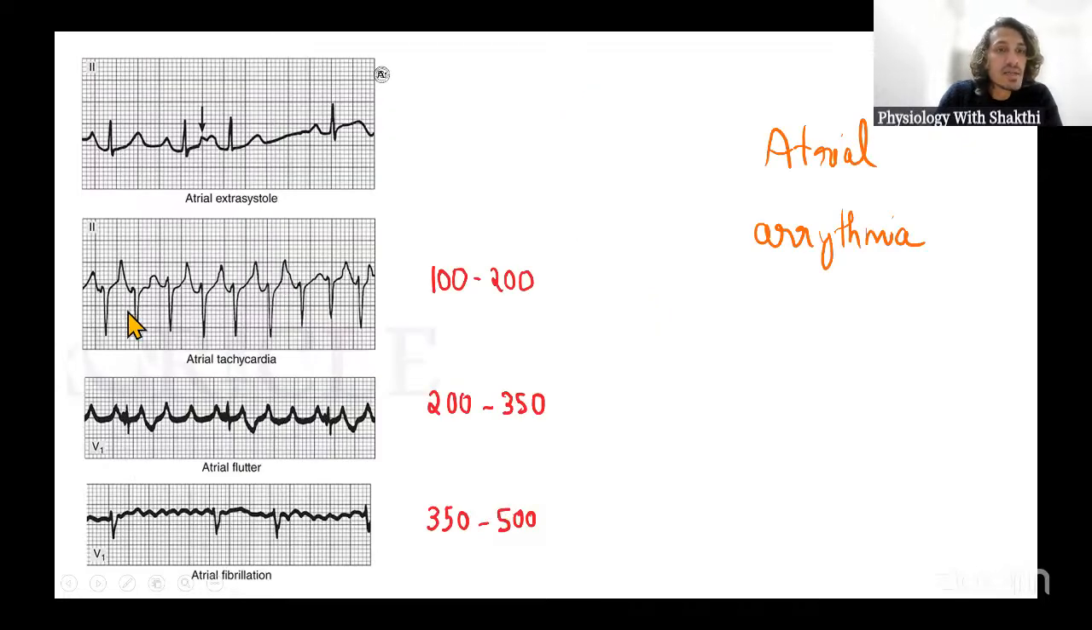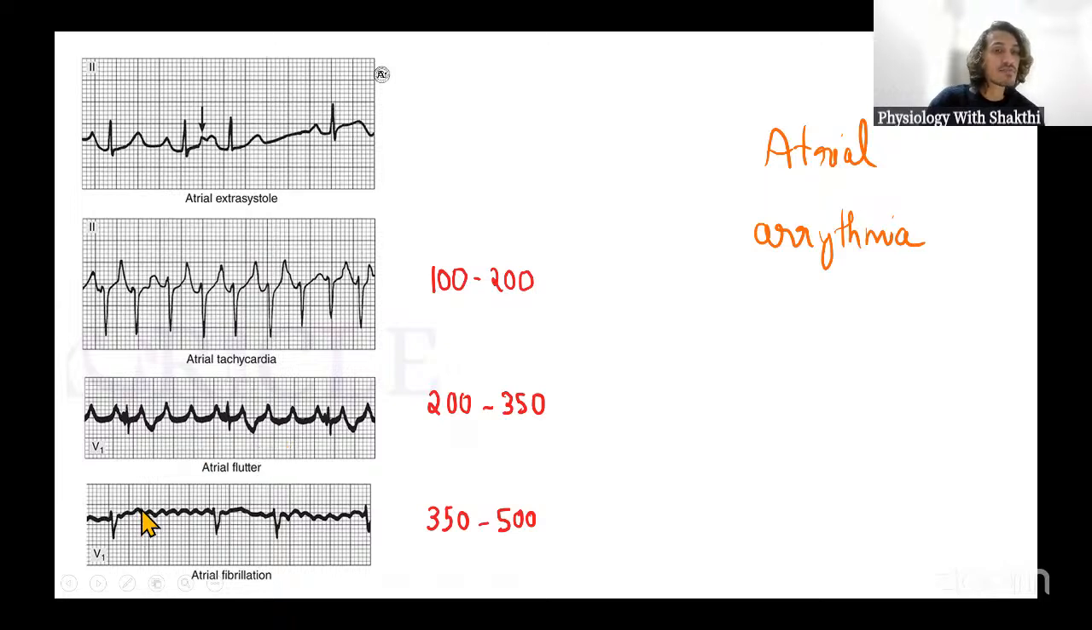So you can see here, this is atrial tachycardia. Why do we say it's atrial? Because you see the abnormal P waves that keep coming up. There is an abnormal P wave that comes up, and then there is going to be a compensatory pause. But if this abnormal P wave keeps coming repeatedly at a high rate, that will result in atrial tachycardia. If it's even faster, that is atrial flutter.